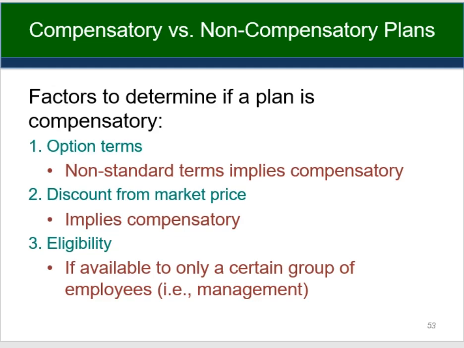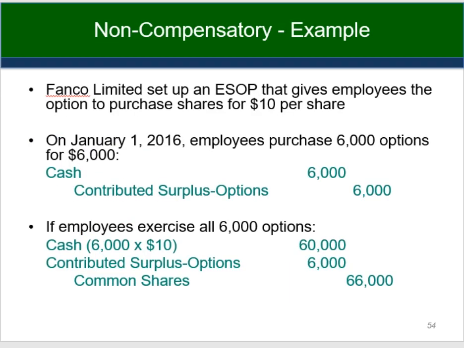So if there are non-standard terms, for example, if there is a limited amount of vesting for a certain number of periods, then that would be a compensatory plan. If there's a discount from the market price, it implies that it's compensatory. If only a certain group of employees are eligible to receive the stock option, then it's usually management, and so it would be a compensatory plan as opposed to a generally available employee stock option plan. For ESOPs, they generally have a maximum amount that they're allowed, and that may differ between different classes of employees, but essentially the same terms for all of them.